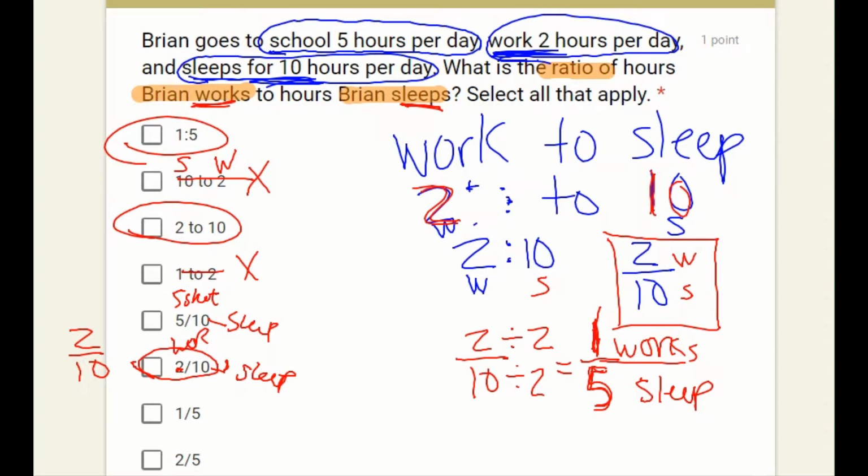Oh, wait. 1 to 5, we are going to pick that one. Oh, we have that one. That's the simplified fraction of 2/10. So, yes, we're going to pick that one. And then we're not going to pick 2 to 5 because it should be 1 to 5. So we should have 4 answers for this question.